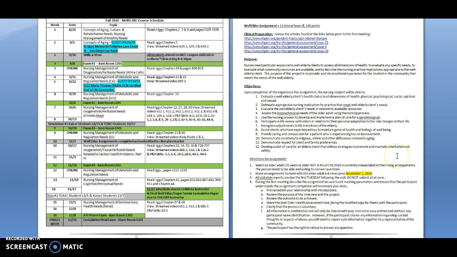The Well Elder assignment. This assignment is worth 12 clinical hours and 100 points. It's the bulk of your assignments in this class. And the purpose is for you to explore and have exposure to well elder clients in all dimensions of health, to evaluate any specific needs, to evaluate what community resources are available, and to describe the nursing practice implications.